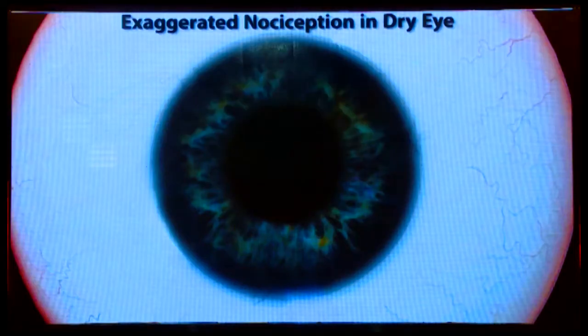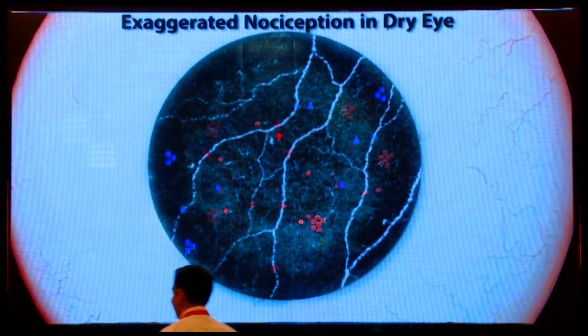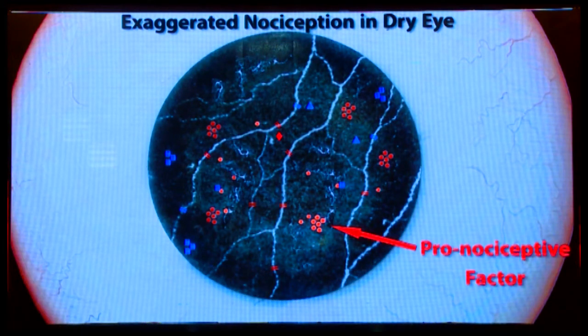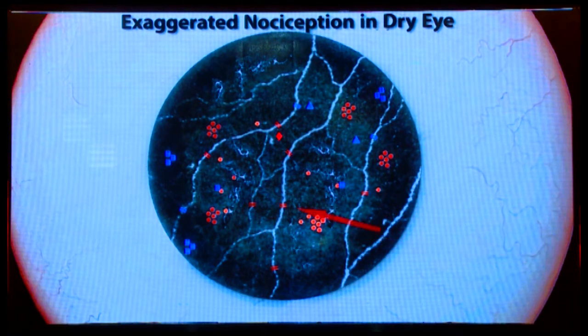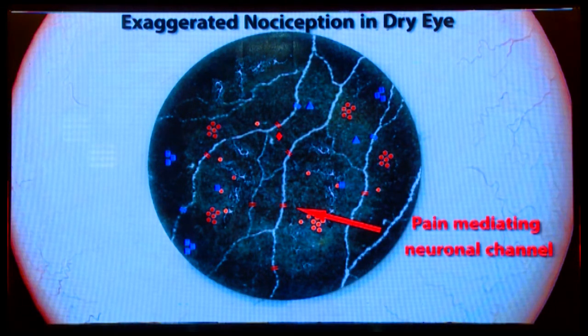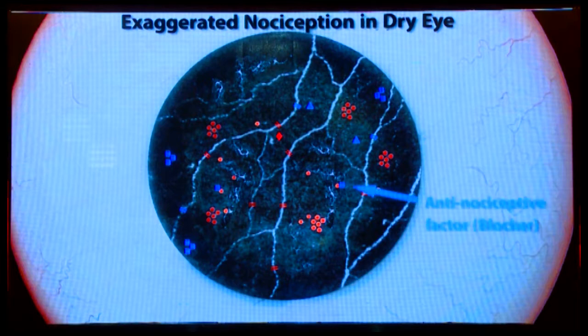To understand this, we'll go through this small animated video, which shows that when there is an imbalance between the pro-nociceptive factors and the anti-nociceptive factors, the pain-mediating channels get stimulated and it causes the depolarization of the nerves, which gives us the nociceptive pain. Normally the pro-nociceptive receptors are blocked by the anti-nociceptive factors. When anti-nociceptive factors are less, these are open and they cause activation of these pain-mediating channels.